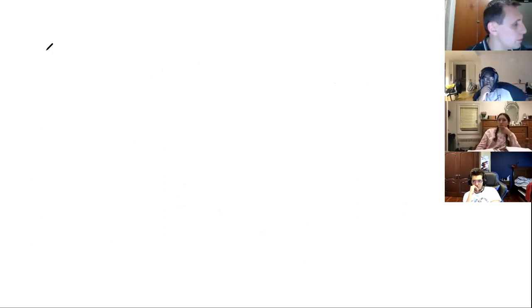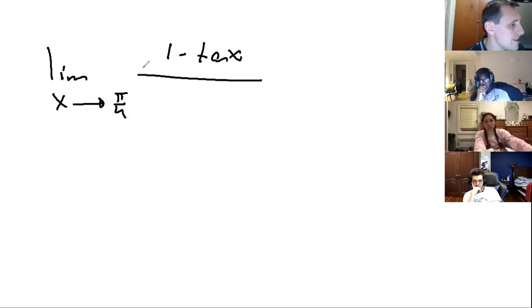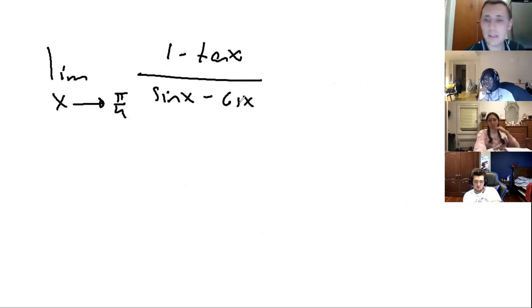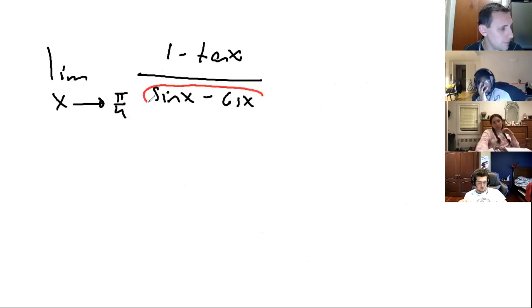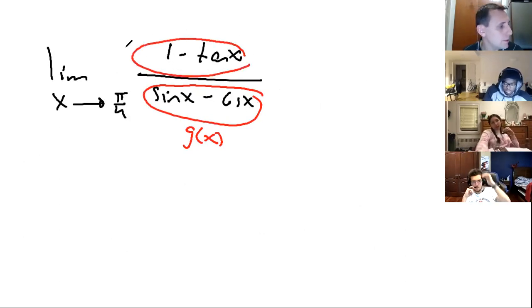So that previous problem, Rachel, was the limit as x goes to pi over 4 of 1 minus tangent x divided by sine x minus cosine x, yes? So here is my g function, the denominator, g of x. And the limit as x goes to pi over 4 is 0, you see? Sine of pi over 4 minus cosine of pi over 4 goes to 0. And the numerator is my f of x function. So the limit is 0 again, right?